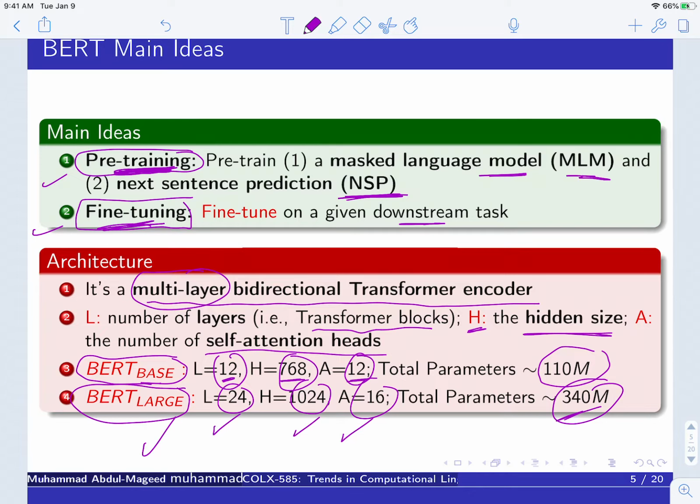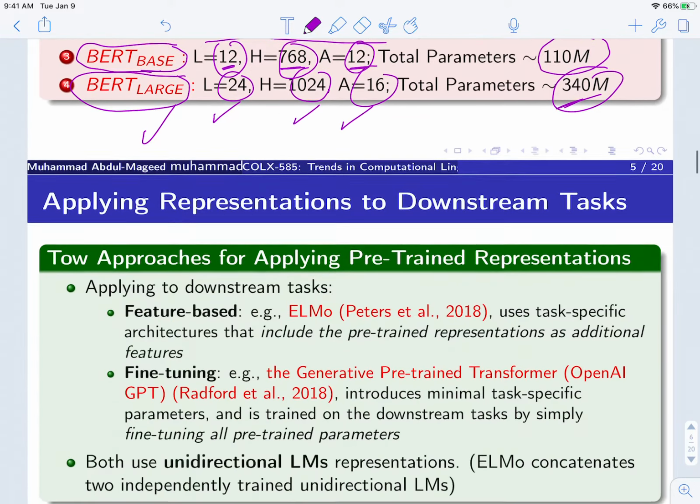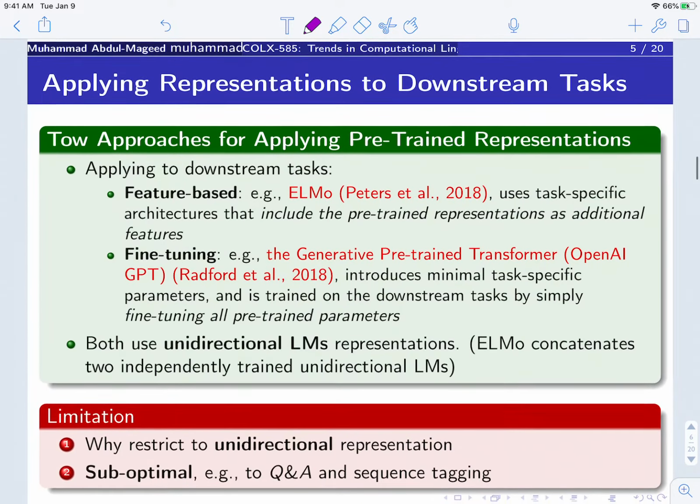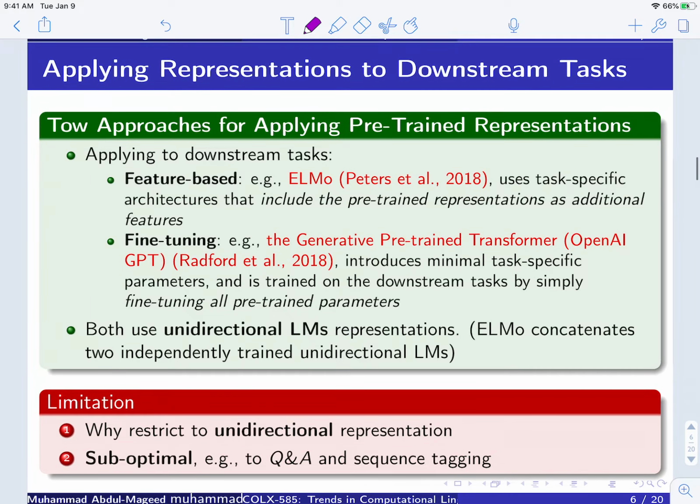Okay, that said, they talk in the paper about two main approaches, and then they criticize both of them, and then they build on top of that. They are just trying to motivate BERT. They say, okay, something like ELMo, we can think about it as a feature-based approach to applying a given representation on a downstream task.